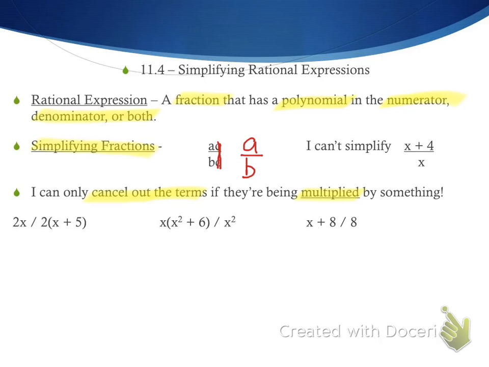Again, the reason I can do that is because both c's on the top and bottom are being multiplied by something. On the other side, I can't simplify this because this is x plus 4, and so I can't just cross out the x's. That would be incorrect. So it just stays x plus 4 divided by x. Just like over here, I have 2x divided by 2 times x plus 5. And so the 2's are both being multiplied by something, so I can cancel them out and get x divided by x plus 5.